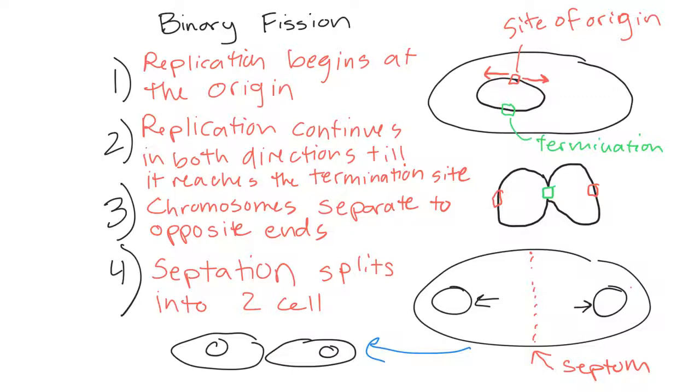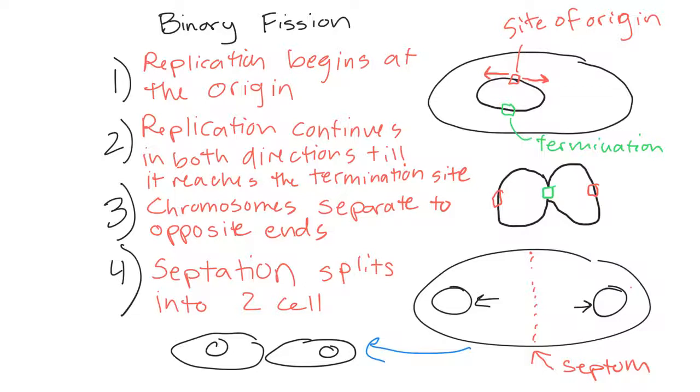Okay, so because prokaryotes, bacteria, just have that one chromosome, they're fairly simple. This can occur at a pretty rapid rate. You get 1 into 2, and then those can turn around, and as long as you have all the nutrients required, you can make 2 into 4, and so on and so forth. All right, any questions about this?